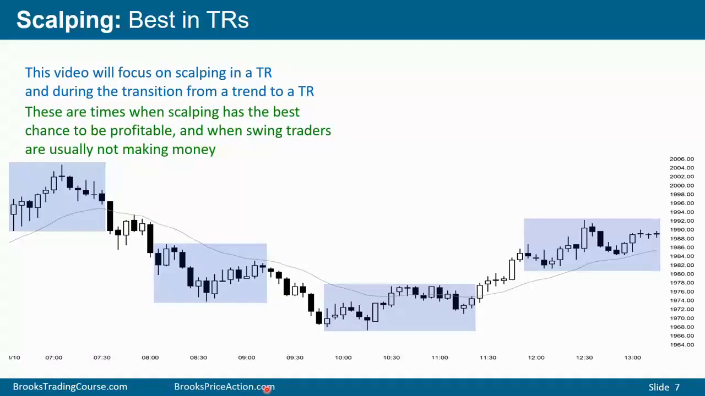A lot of the time, the environment is much better for scalpers, and most traders should not be trading. When the market looks like this, swing traders are not making money. They're not making money here. They're not making money here. They are if they're hoping for trend resumption up. But in general, these are areas where scalpers can make a lot of money.